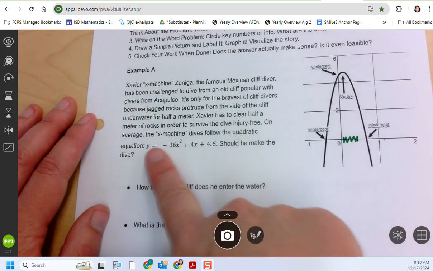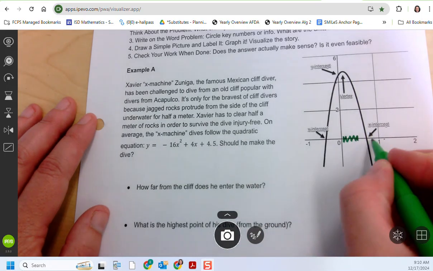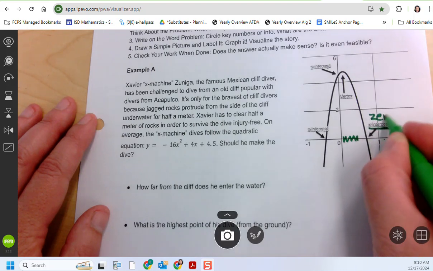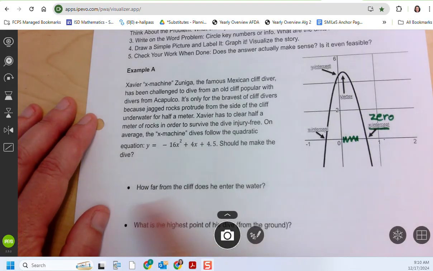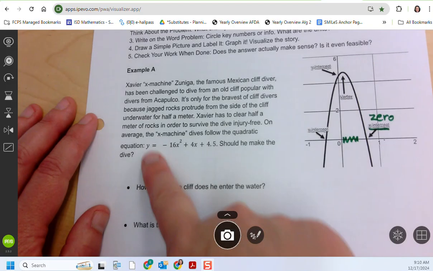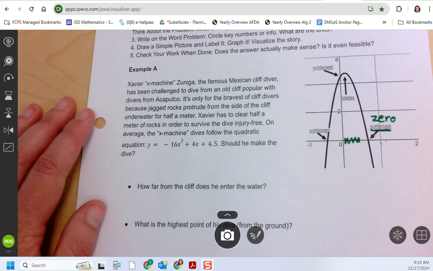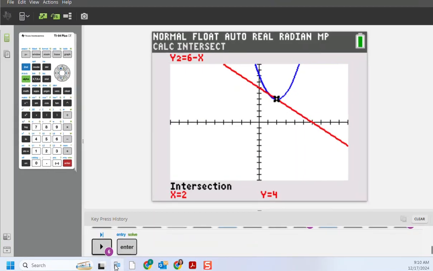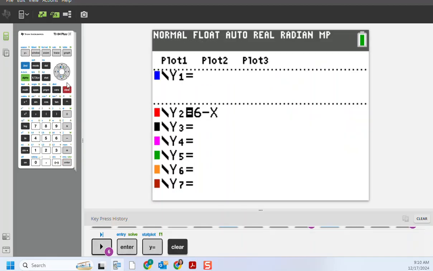So this is the equation that his dive follows. And we want to know if his x-intercept, which is also called a zero, is greater than 0.5? So we want to know how far from the cliff does he enter the water. And we're trying to find that zero right there. So what I want you guys to do is go back to your calculator and put this in. Clear out anything else that's in there. So press y equals and clear out the equations that you had.